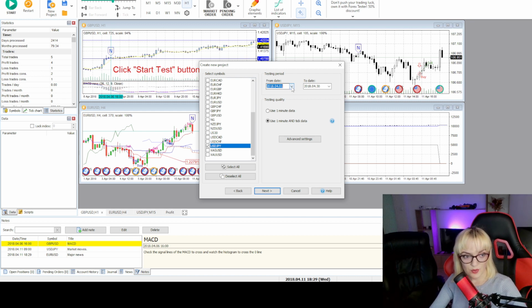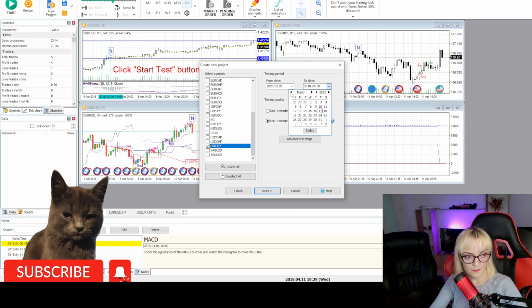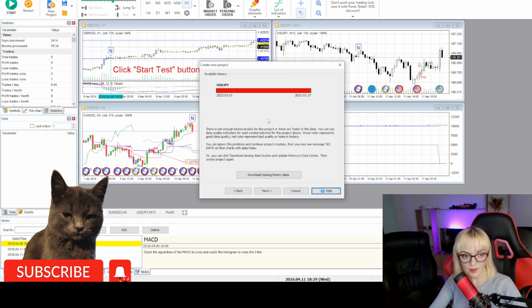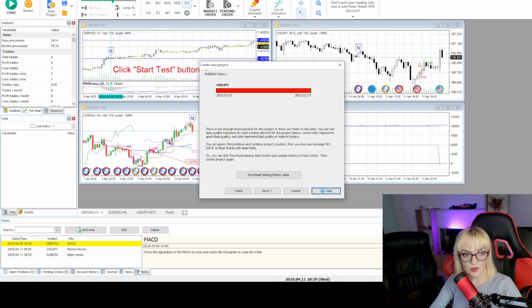So let's go back to our data range, and let's go 2023, starting with the 1st of March. And of course until today. After choosing the dates, you have to download the history data, because of course it is not in the database in the app when you install it. So we are going to do that.